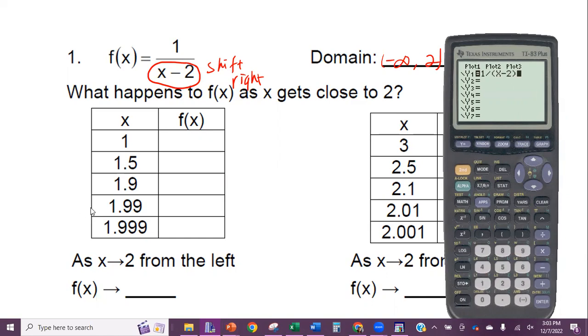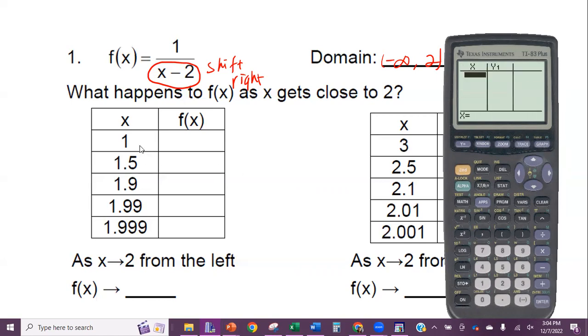Okay. I want to be able to make my own table. Does anyone remember how to make your own table on the calculator? What do I need to do? I want to be able to put my own values. It's actually second window before I go to second graph. And that's because I want to go from being an auto table to an ask table. What this is going to allow me to do is fill in the values that I want or need.